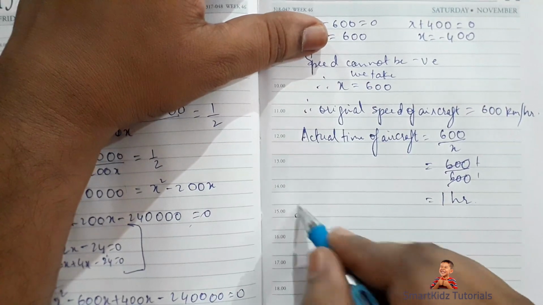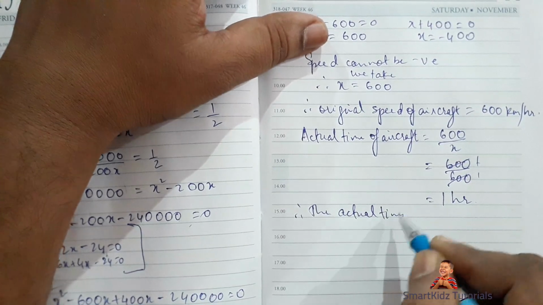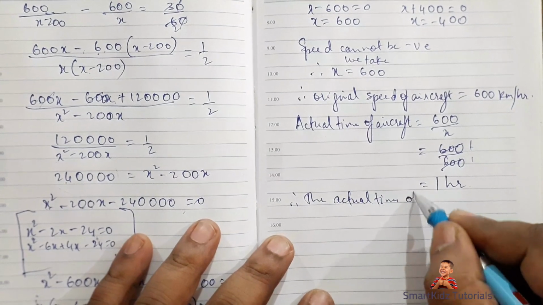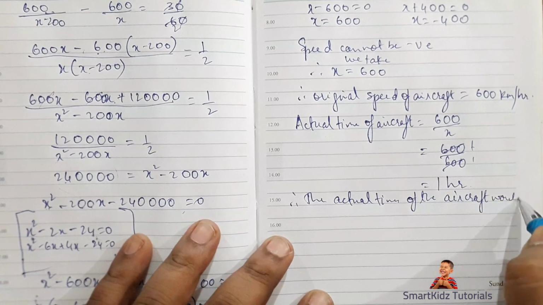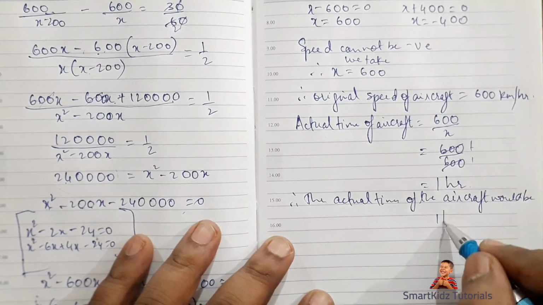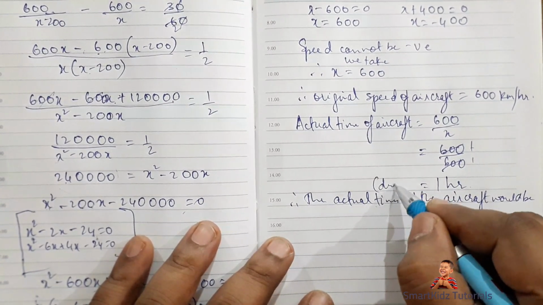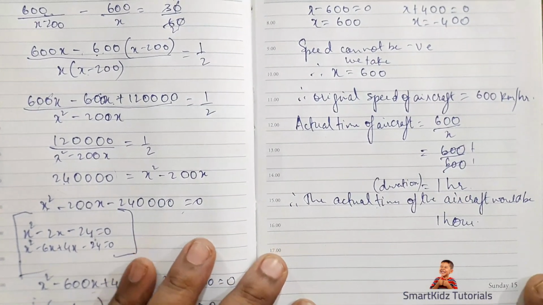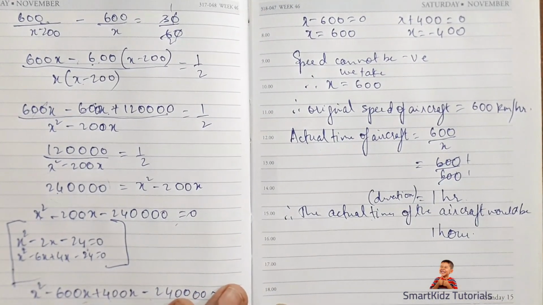You can say therefore the actual time, write the final statement because it has got half mark. Do not miss out on that half mark. The actual time of the aircraft would be, or actual duration of the flight would be 1 hour. Actual time or actual duration of the flight, of the aircraft. So this is how you solve this particular problem, and this is the last question under question 1. So we complete 10 marks.